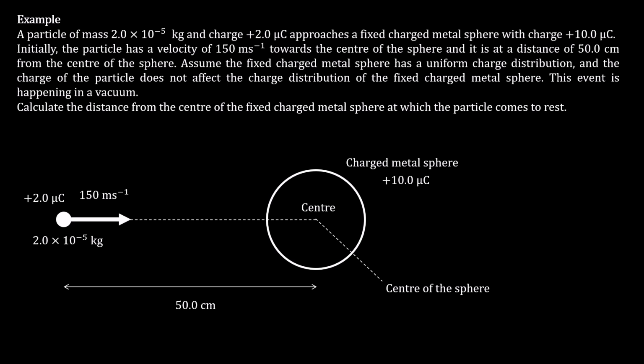Assume the fixed charged metal sphere has a uniform charge distribution, and the charge of the particle does not affect the charge distribution of the fixed charged metal sphere. This event is happening in a vacuum. Calculate the distance from the center of the fixed charged metal sphere at which the particle comes to rest.